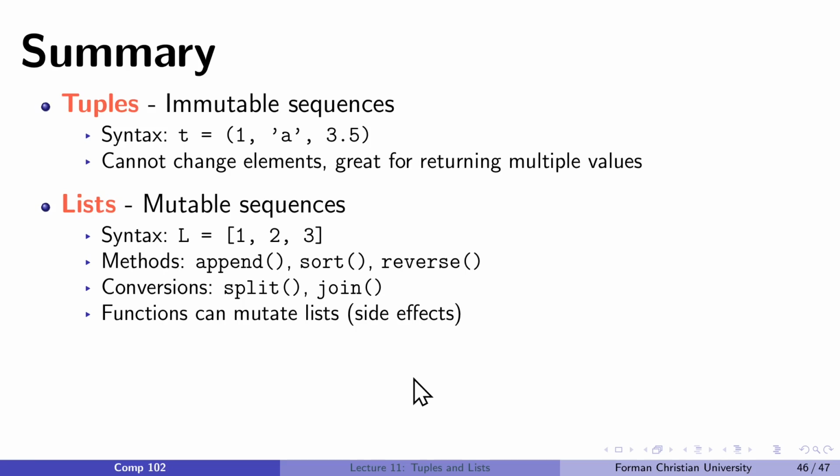All right, time to wrap up. Tuples: immutable sequences created with parentheses. These are great for returning multiple values. They can't be changed once they're created. And lists are mutable sequences. They're created with square brackets, and methods like append, sort, and reverse mutate the list in place. And we also saw split and join for converting between strings and lists. And we saw how functions can mutate lists through side effects. The big ideas today: mutation versus creating new objects, side effects, pass by reference, and object identity.